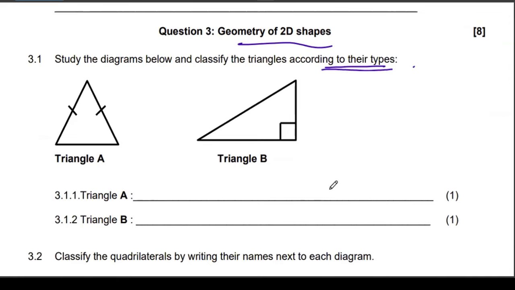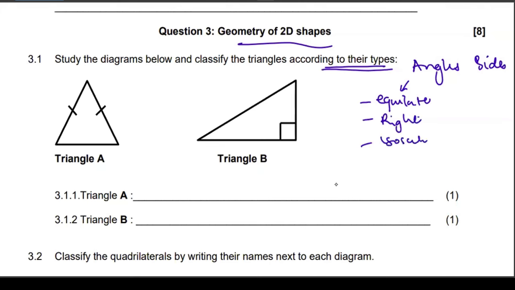So remember, classification of triangles is based on angles and also based on the sides. With the angles, we have the right angle and the obtuse angled. And then with the sides, we have equilateral, isosceles, and also the scalene.